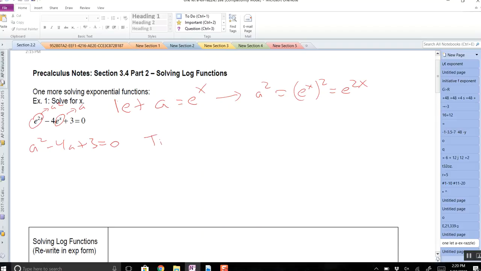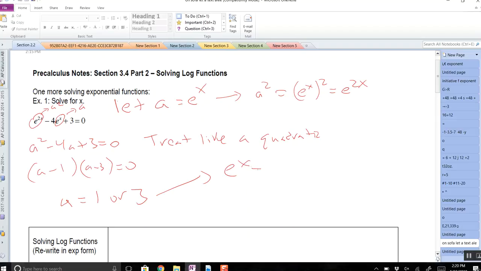And then I treat it like a quadratic. So I do a little factoring. a minus 1, a minus 3 equals 0. So a equals either 1 or 3. Awesome. However, we're not asked to solve for a. We made up a. We were asked to solve for x.